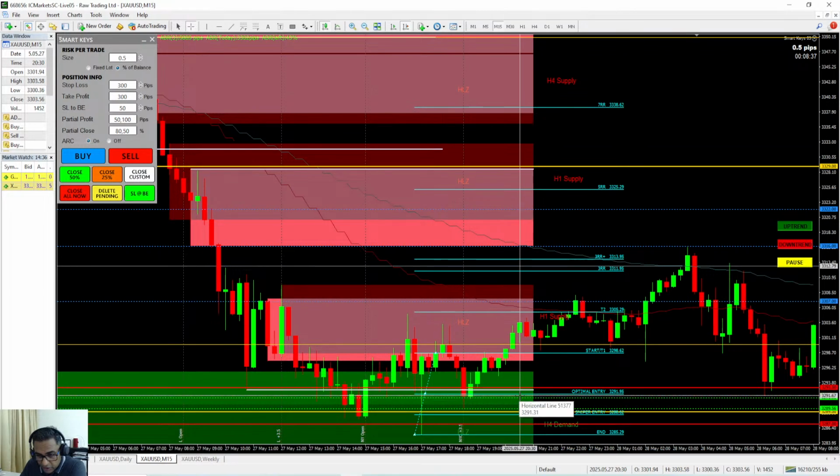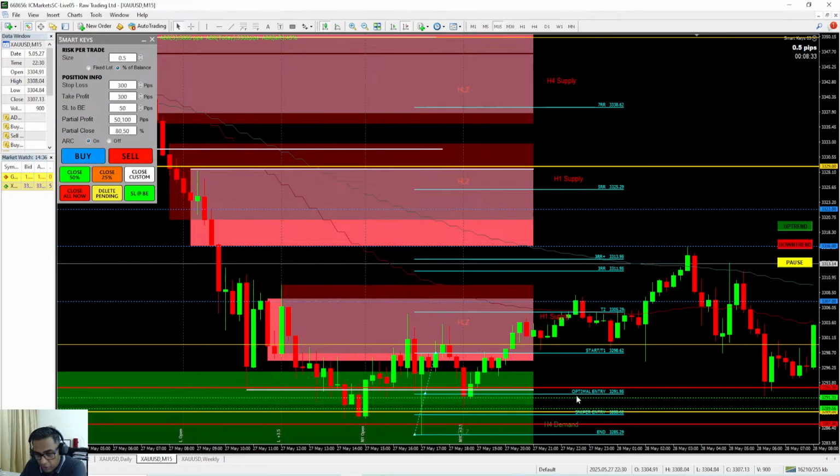And price came, touched the optimal. I had placed a pending order where this green line was, 3291.31, and this one as well, 3289.56, but the second one didn't get triggered, the first one did, and price pushed back up to liquidity, right? I think I got out at around maybe 100 pips or something.